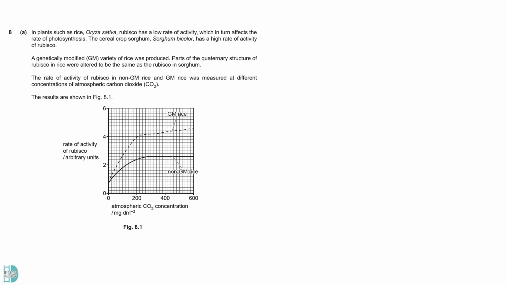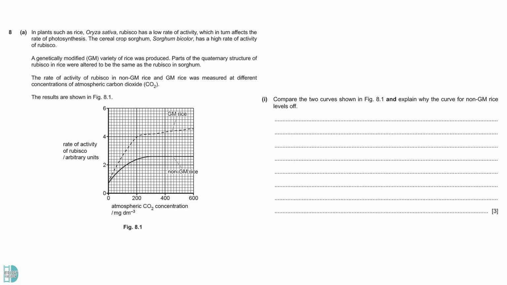In A, we have a graph that shows the rate of activity of Rubisco in non-GM rice and GM rice at different concentrations of atmospheric carbon dioxide. A1, compare the two curves and explain why the curve for non-GM rice levels off. The command word compare means that you should talk about both the similarities and the differences.